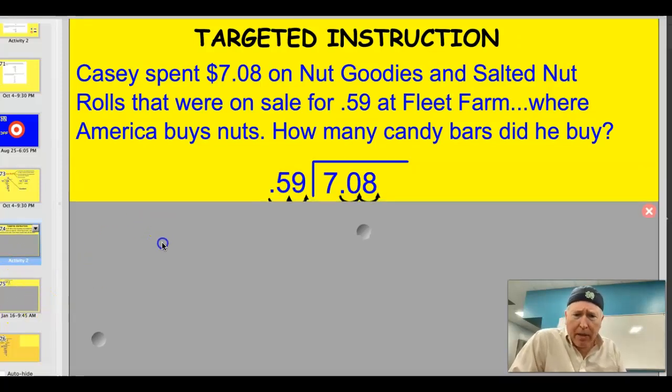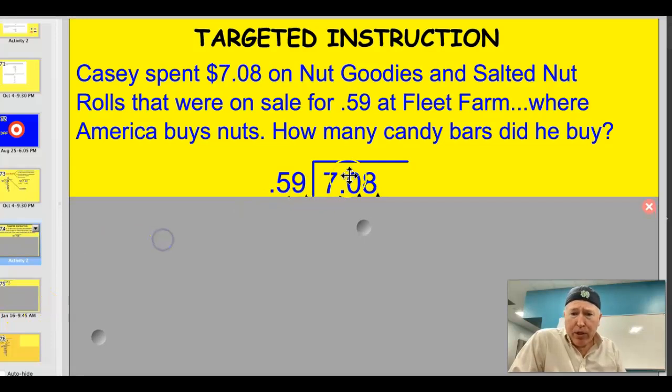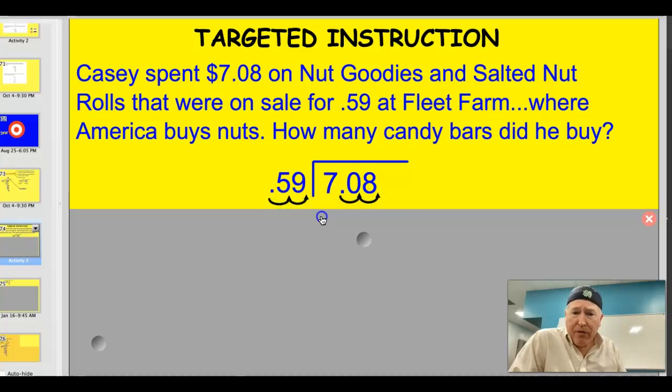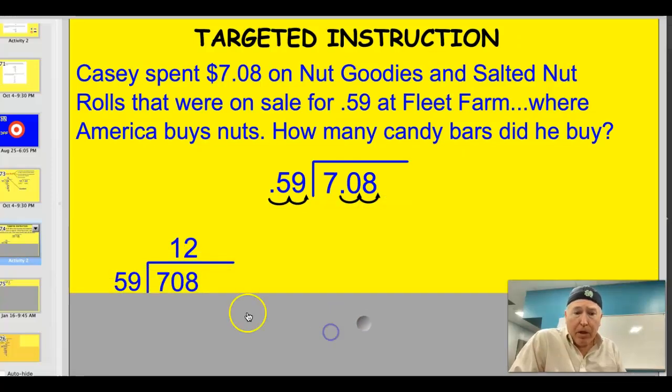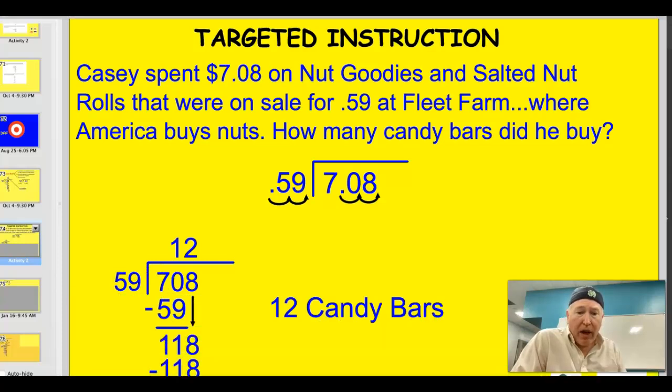All right, well, let's set this up. We have 7.08 divided by 0.59. Okay, so we can't have those decimals out here in the divisor, so we multiply it by 100. We multiply the inside by 100. All we're doing is moving the decimal two places. Here's our new problem. 708 divided by 59. And then we can just divide away.